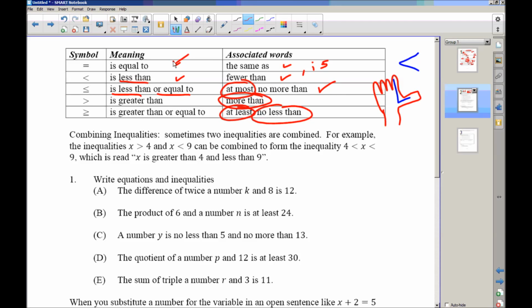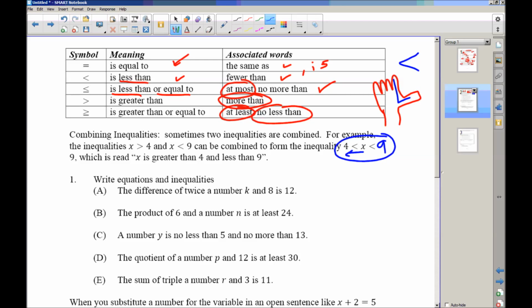Okay. Combining inequalities. Two inequalities can be combined. For example, we can combine x greater than 4 and x less than 9 into this sentence: 4 is less than x is less than 9. You can read it backwards. See, this is x is less than 9, and this is x greater than 4 read that way.